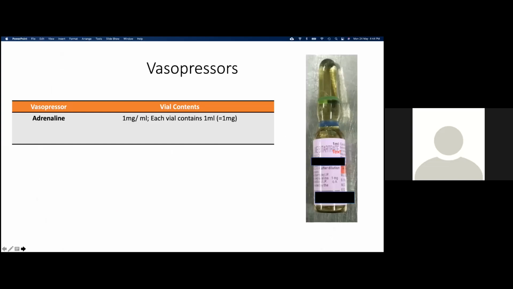Okay, so first of all, everybody knows this drug. This is adrenaline, and just to tell again, 1 ml contains 1 milligram, and it comes in the concentration of 1:1000. Nothing new about it.